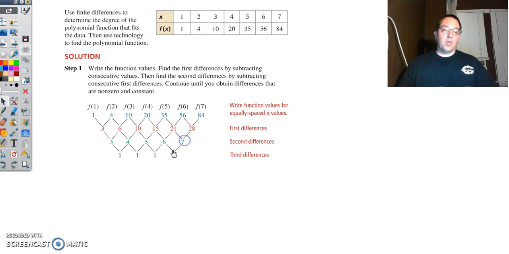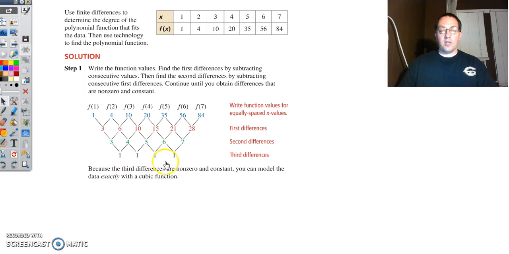Do it again. 4 minus 3, 5 minus 4, 6 minus 5. And these all come out as 1s. Right? So here they are all the same. And since this is the third time we've done it, it's called the third differences. And we will have a third degree function. Right? So that means our function for this data right here is going to be cubic. Now, the other thing, since this actually does work, what that means is this data can be matched perfectly with a cubic function.